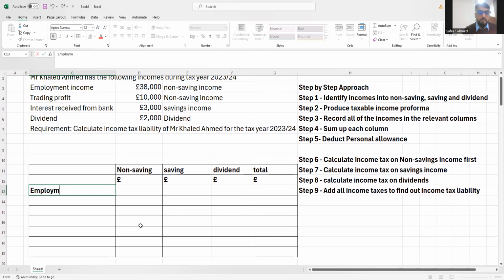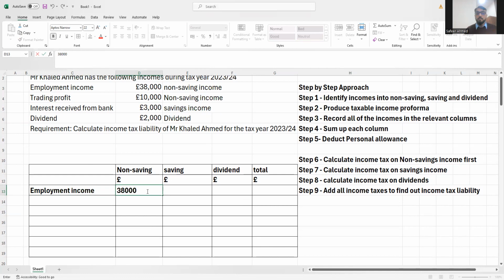Employment income, first of all. Employment income, remember, is non-saving income. So this 38,000 will go under non-saving income. Now, please be mindful if they give you net income or gross income. The gross income is before tax deduction. Sometimes they give you an amount like 38,000 and then they tell you PAYE, which is pay as you earn, tax deducted at source, maybe 10,000. So your net employment income is 28,000.